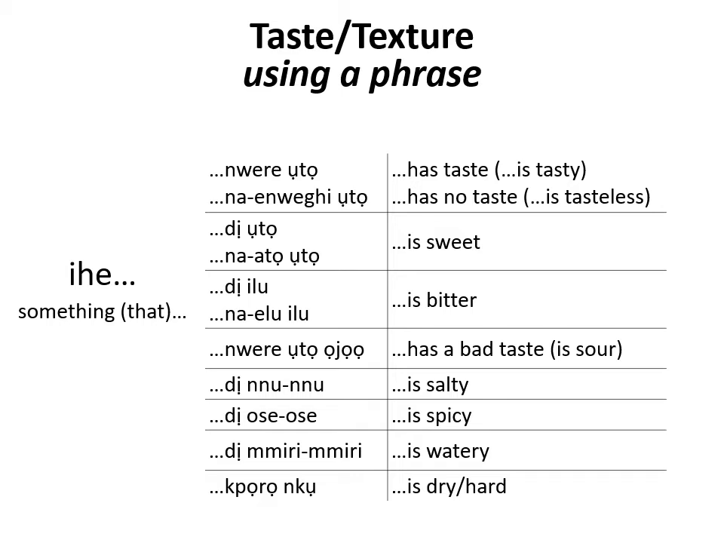Ihe dị ilu, or ihe na-elu ilu, something that is bitter. Ihe nwere ụtọ ọjọọ, something that has a bad taste, which is another way of saying something that is sour. Ihe dị nnunu, something that is salty. Ihe dị oseose, something that is spicy. And then in terms of texture, actually this is consistency. In terms of consistency, you can have ihe dị mmiri, something that is watery, and ihe kpọrọ nkụ, something that is dry or something that is hard.